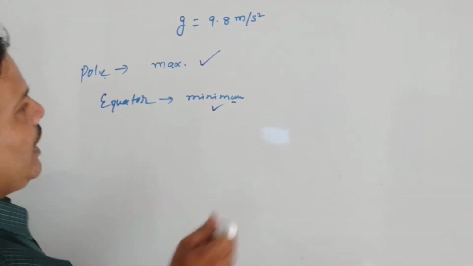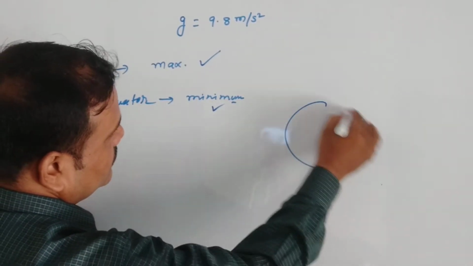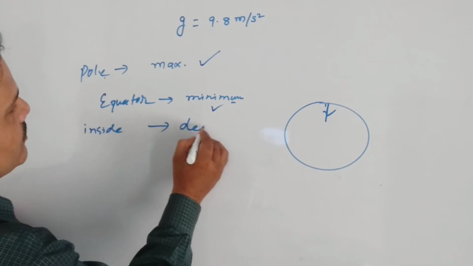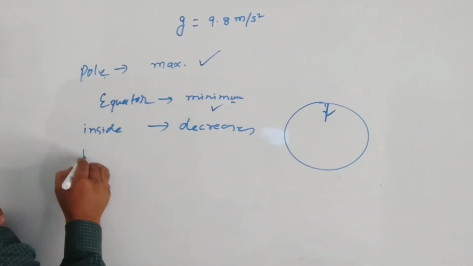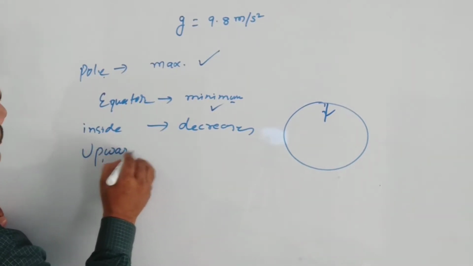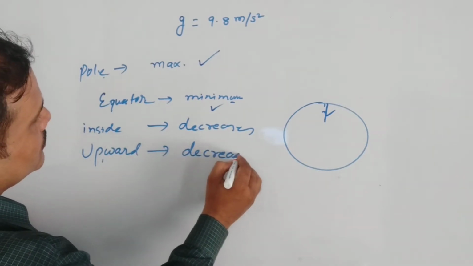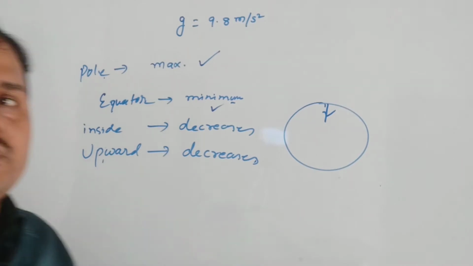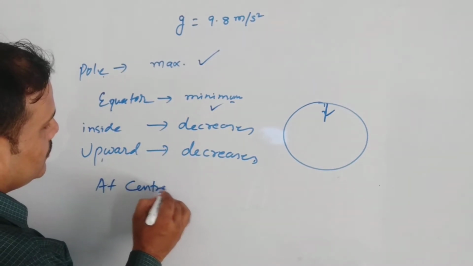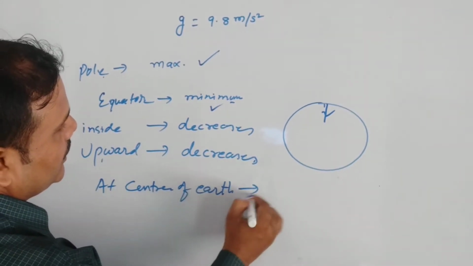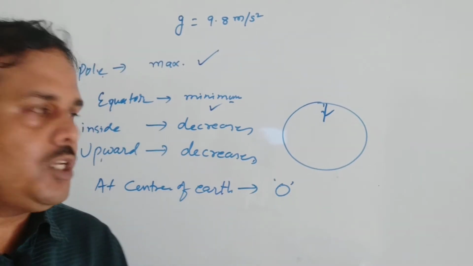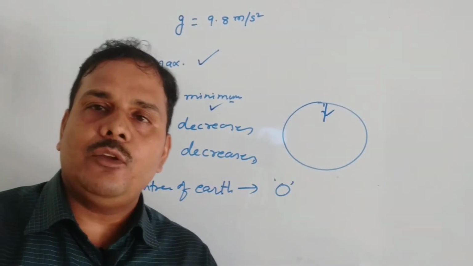Another thing, as we go inside the earth, its value decreases, and if we go upward, its value also decreases. Okay, means the value of g decreases. And at the center of earth its value is 0. If a question asks at which place the value of g will be 0, you have to write at the center of the earth its value will be 0.